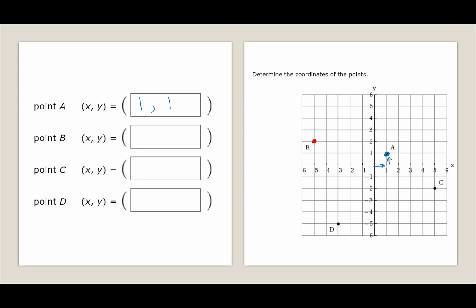Point B is up here, and so this is over -5, up 2. And so the ordered pair will be -5, 2. Point C is down here. This will be over +5 and down 2. So this will be 5, -2. And then point D, this will be over -3 and down -5. So it's -3, -5. And those are your answers.